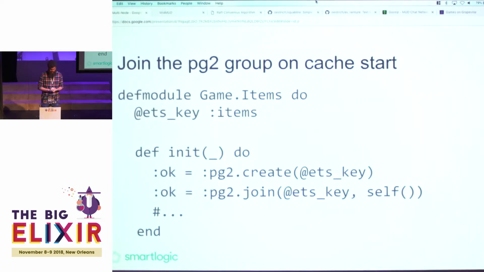So here's how that works. So the game cache, this is games.items. It starts up a PG2 group. You always just try and make the group. If it exists, it doesn't do anything. And then afterwards, you join the group, so that puts your PID in the group. PG2 is also really small to look at. I definitely suggest it, it's like 400 total lines. It's unfortunately Erlang, but definitely give that a look.